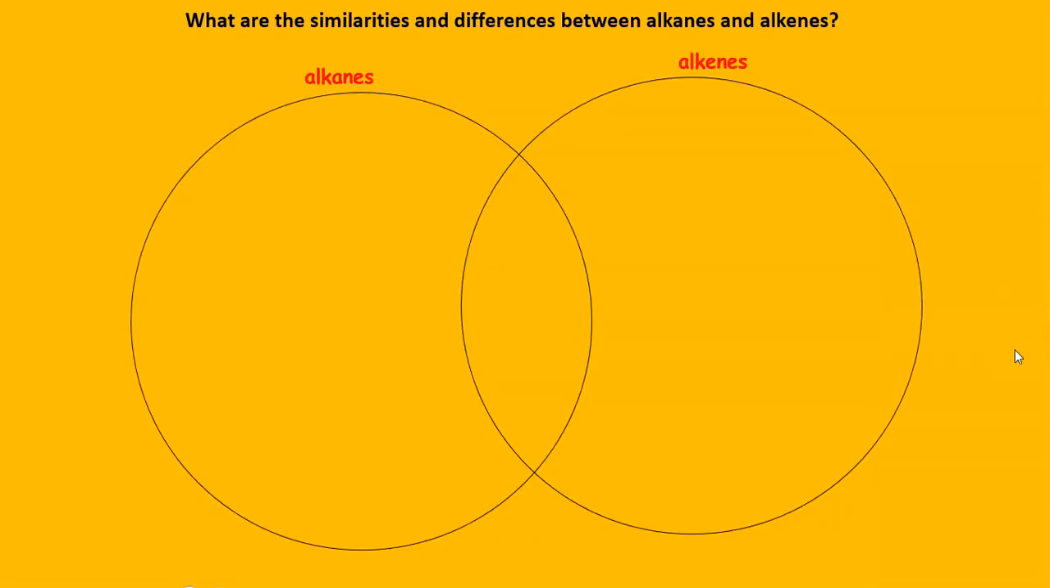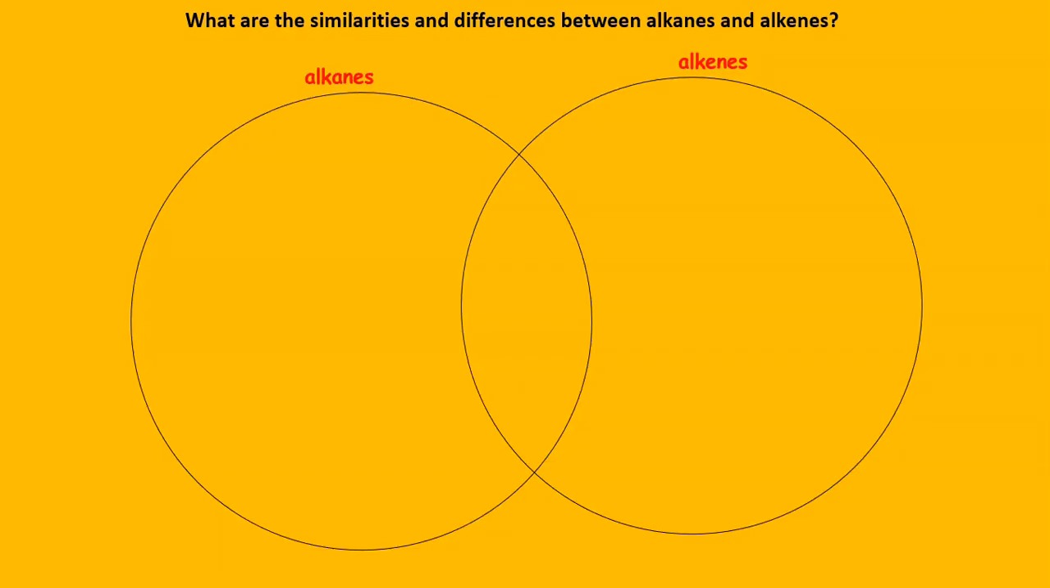So let's have a think about alkanes and alkenes. I'm not going to go into a lot of detail here because you should have that prior knowledge before this video. Alkanes and alkenes are both types of hydrocarbons. Hydrocarbons are compounds made up of hydrogen and carbon only. For the purposes of GCSE, you need to know about alkanes and alkenes. So have a think about the similarities and differences. You might want to pause this video here and have a think about it.